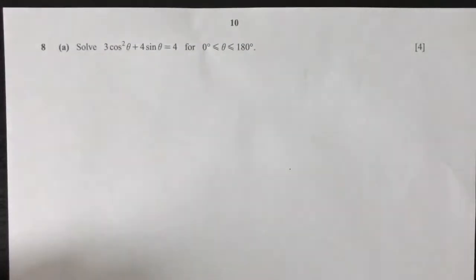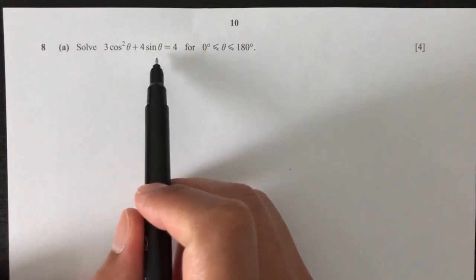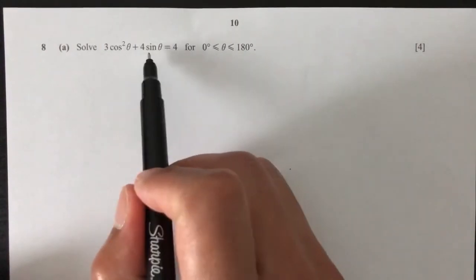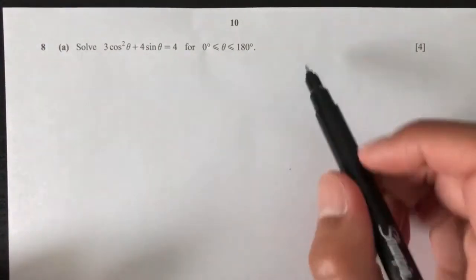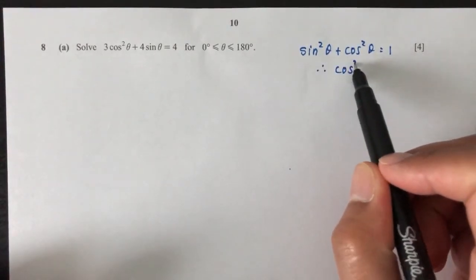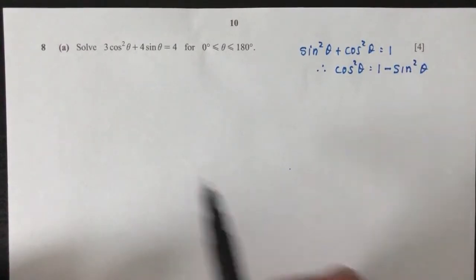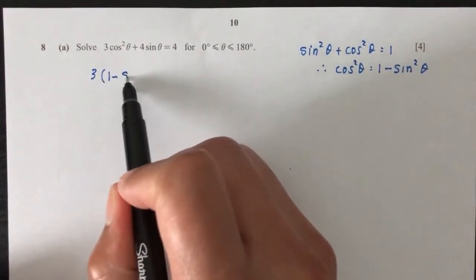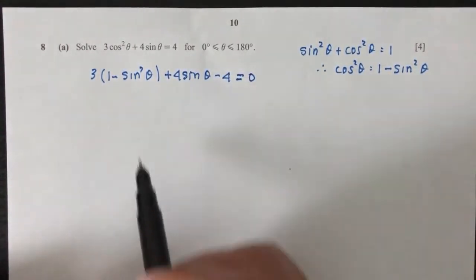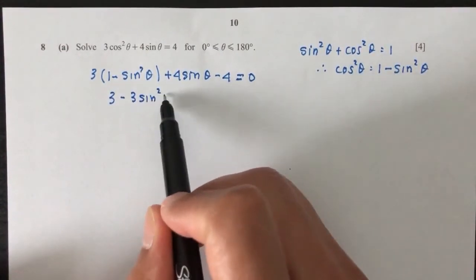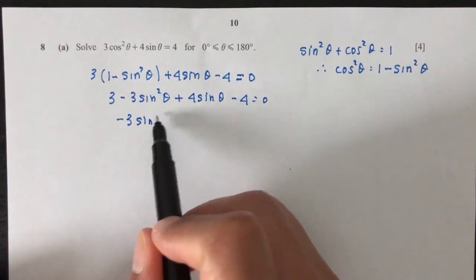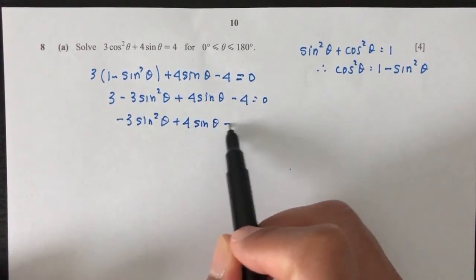Question number 8, part A, solve this equation: 3 cos squared theta plus 4 sine theta equals 4, for theta between 0 and 180. That's the range of theta. Now you can see cos and sine are different, so you have to change something so they become the same. I know that sine squared theta plus cos squared theta equals 1. From this, cos squared theta becomes 1 minus sine squared theta. So replace that back in here. We have 3 times (1 minus sine squared theta) plus 4 sine theta minus 4 equals 0. Expand: 3 minus 3 sine squared theta plus 4 sine theta minus 4 is 0. Simplify: minus 3 sine squared theta plus 4 sine theta minus 1 equals 0.